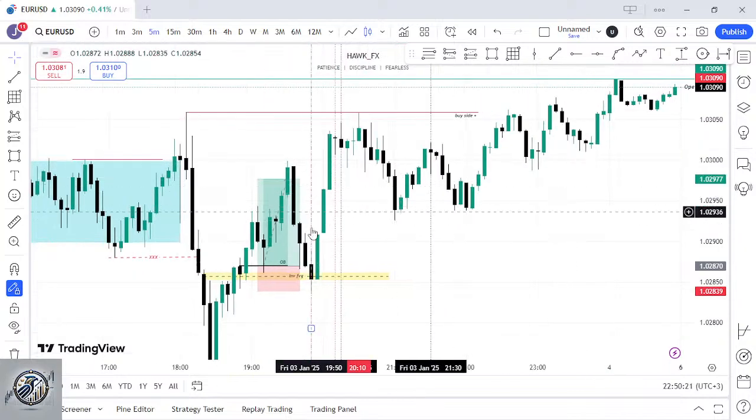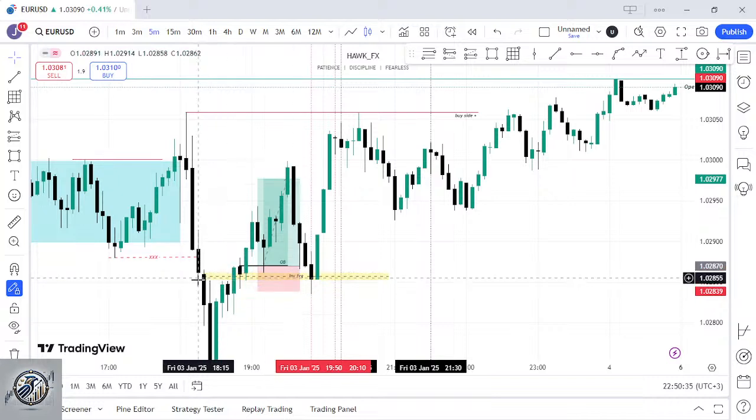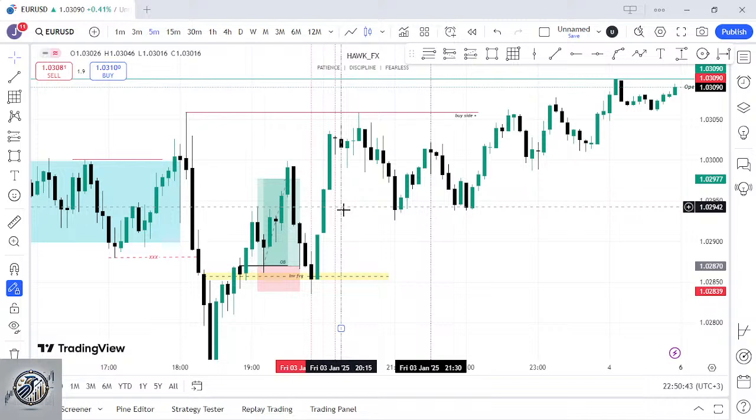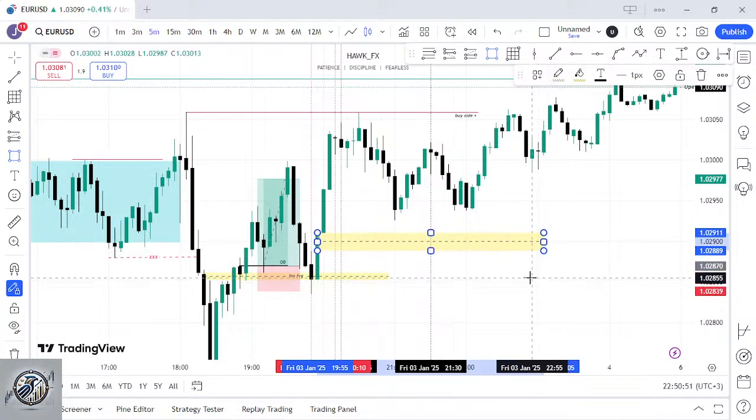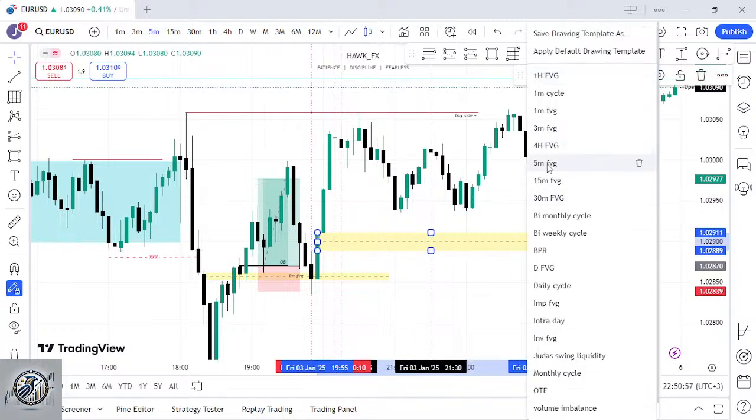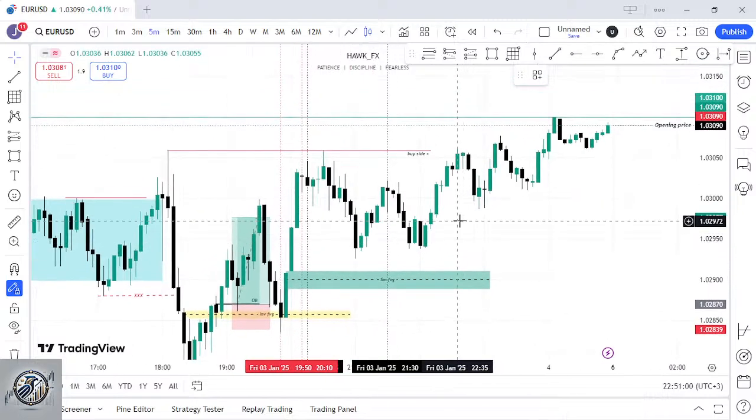Now we see price creates another order block right here, a breakaway gap over here, and then we rally higher, and you see that price respects this inversion twice, at this point and at this point. So we create a liquidity void. Now personally, I won't lie, I would be expecting price to come back to this inefficiency, this 5-minute fair value gap, before entering a trade.